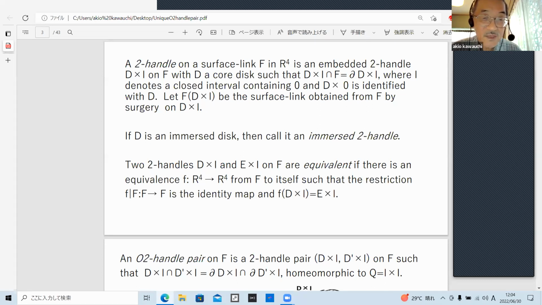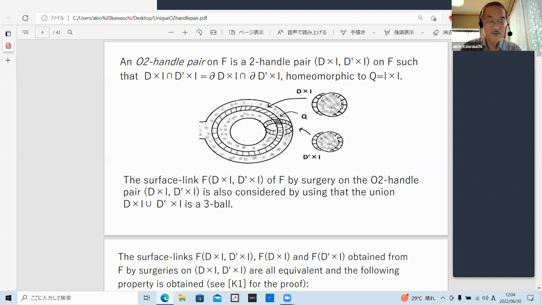And if D is an immersed disk, then call it an immersed 2-handle. Two 2-handles D×I and E×I on F are equivalent if there is an equivalence sending F to itself, such that the map restricted to F is the identity map, and the image of D×I is sent to E×I. And this is the main topic.